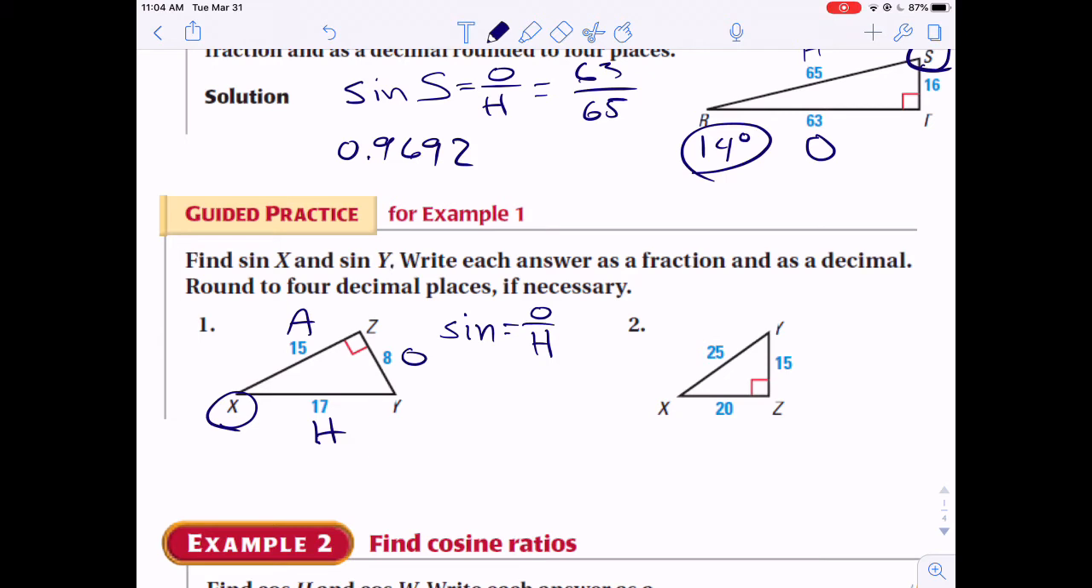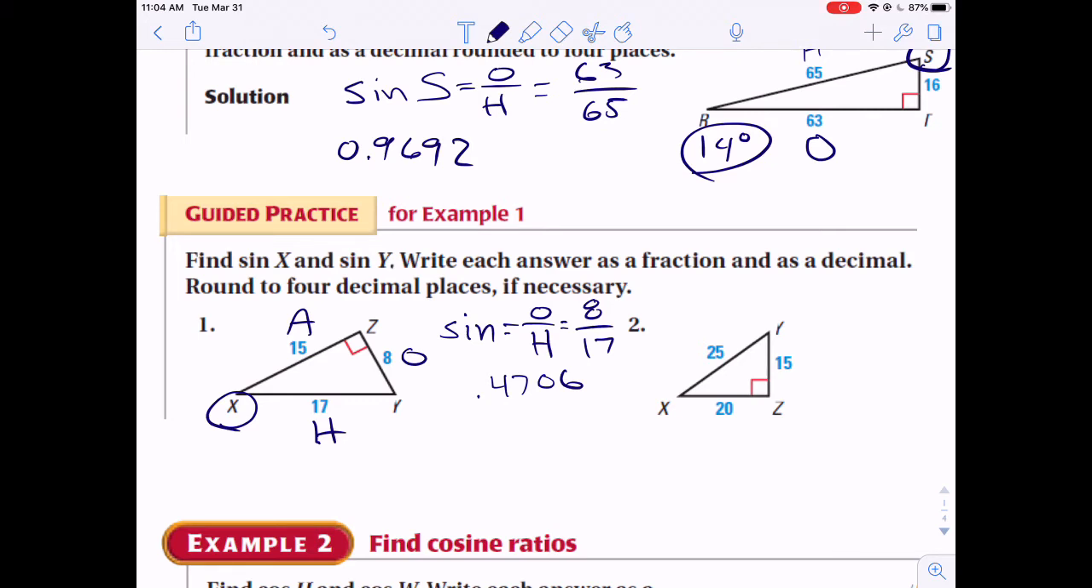And I see that my O is 8 and the H is 17. So here's my 8. Here's my 17. Get out your calculator. 8 divided by 17, 0.4706. So I'll write that here. 0.4706. That's the ratio, simplified to a decimal.